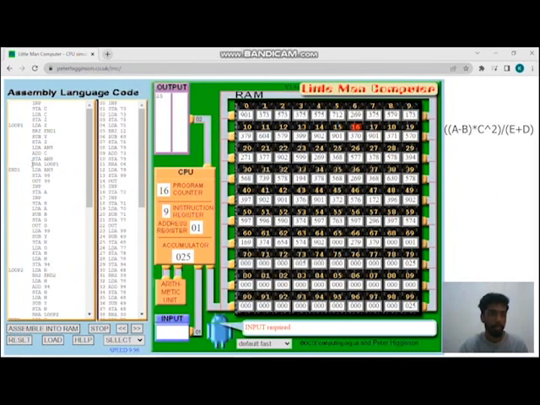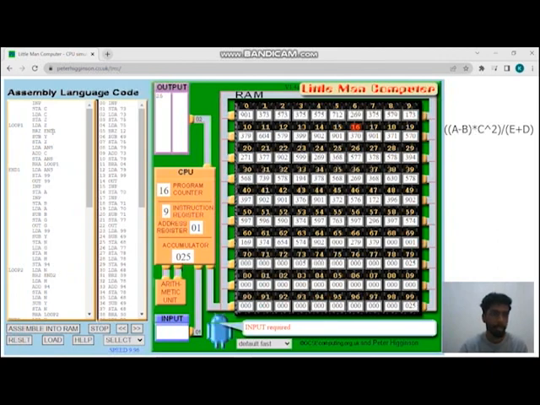And now I am using branch, which will branch here to the loop 1 here, and it will load back. I load back ANS, and I store at 99, and OUT 99 means it will give the output of the box 99 right here.